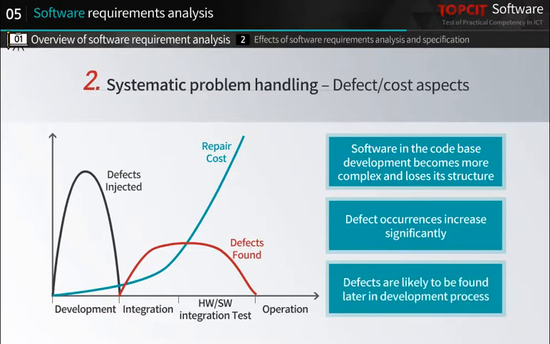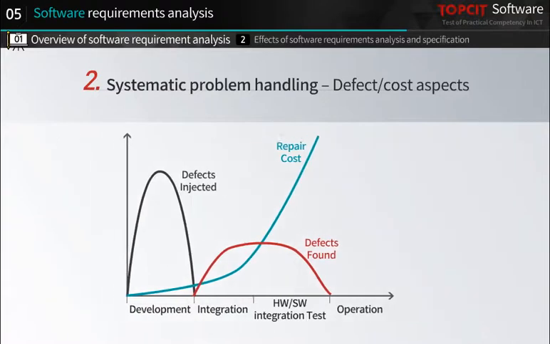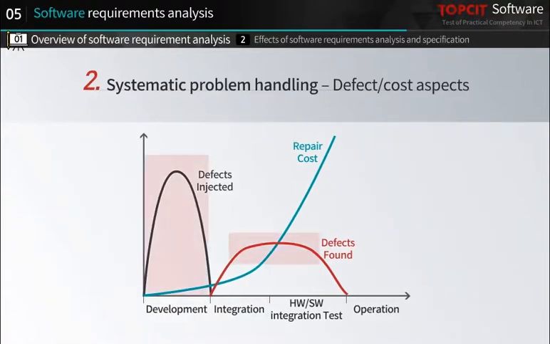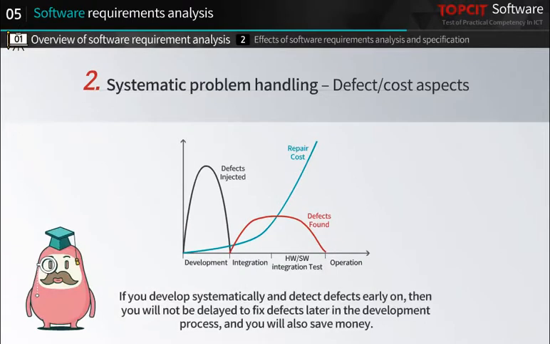The bigger problem, however, is that these defects are likely to be found later in the development. In other words, defects actually occurred at the beginning of development, but were not found there. They are often found at later phases of development. The later you discover a defect, the more the cost of fixing and maintaining it increases exponentially. Therefore, if you develop more systematically and find defects in the early phase, you will not be delayed in correcting the defects in the later phase of the development process, and you will also be able to save costs. In other words, it is possible to drive more efficient development.